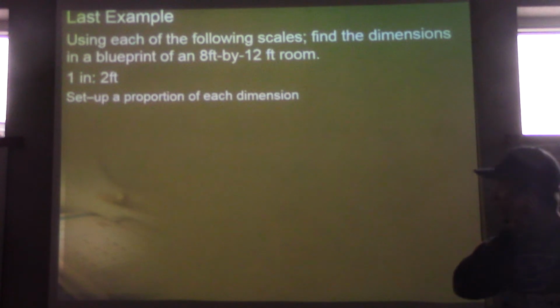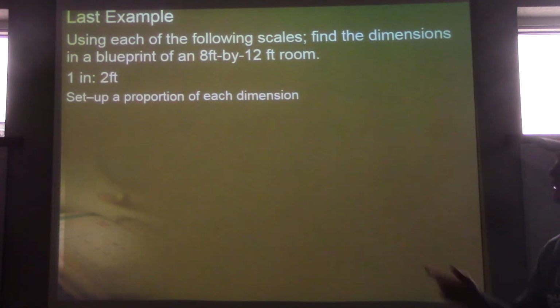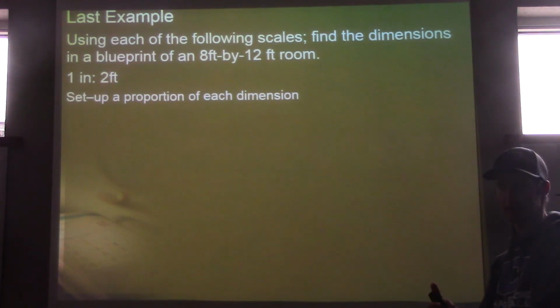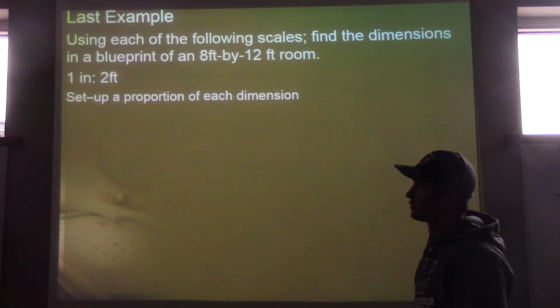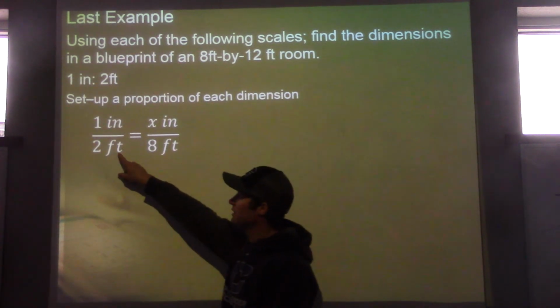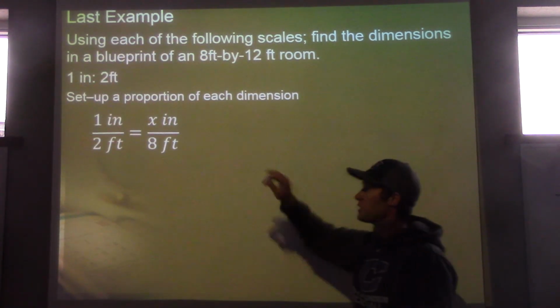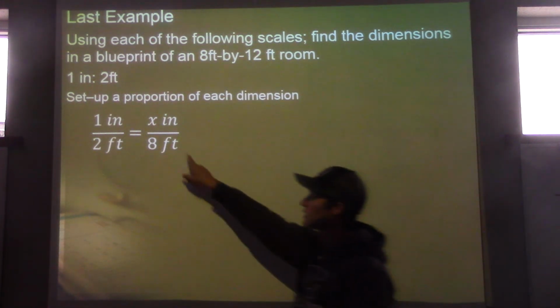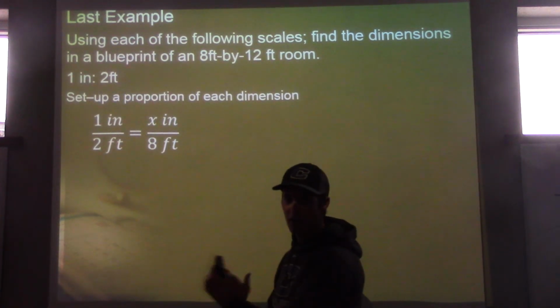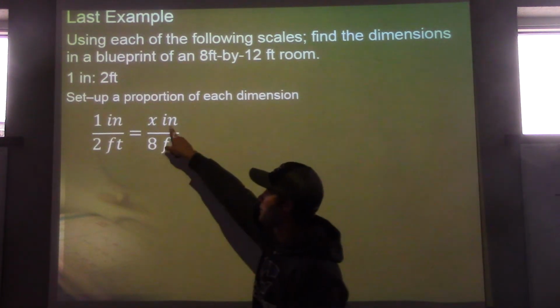Now, use the following scales to find the dimensions of a blueprint. So we have a blueprint. We know the room's 8 feet by 12 feet. How big is it going to be in our blueprint? It tells us 1 inch is 2 feet. So we set up a proportion. This right here is the proportion given to us. 1 inch is 2 feet. So we look at each side. We're going to start with the side 8 feet. 1 over 2 is equal to what over 8. So you can see feet are in the denominators, inches in the numerators. That's what we're trying to find.